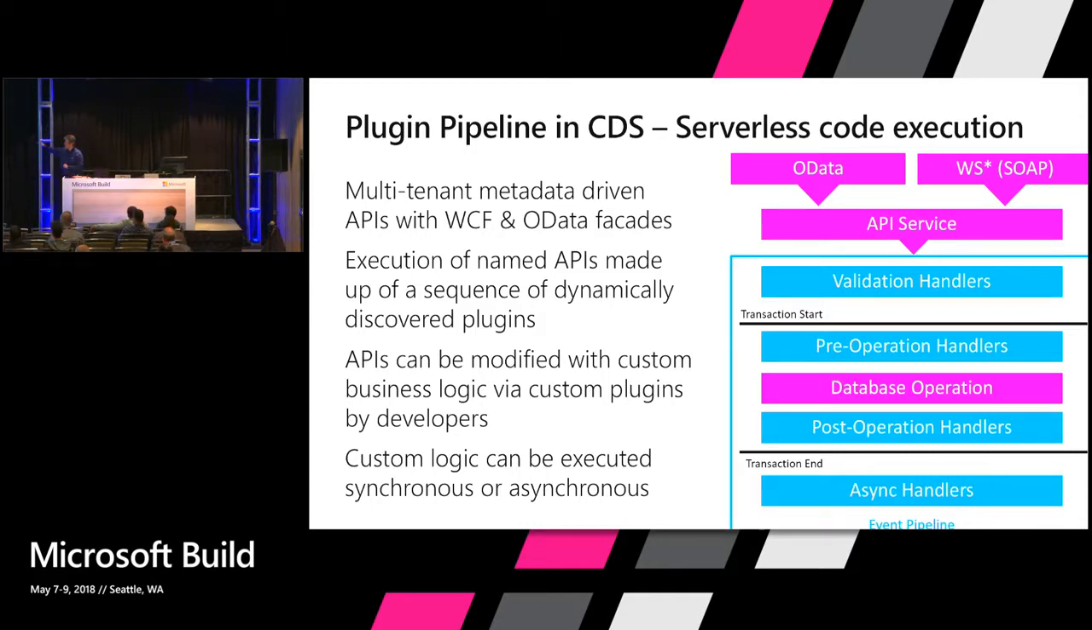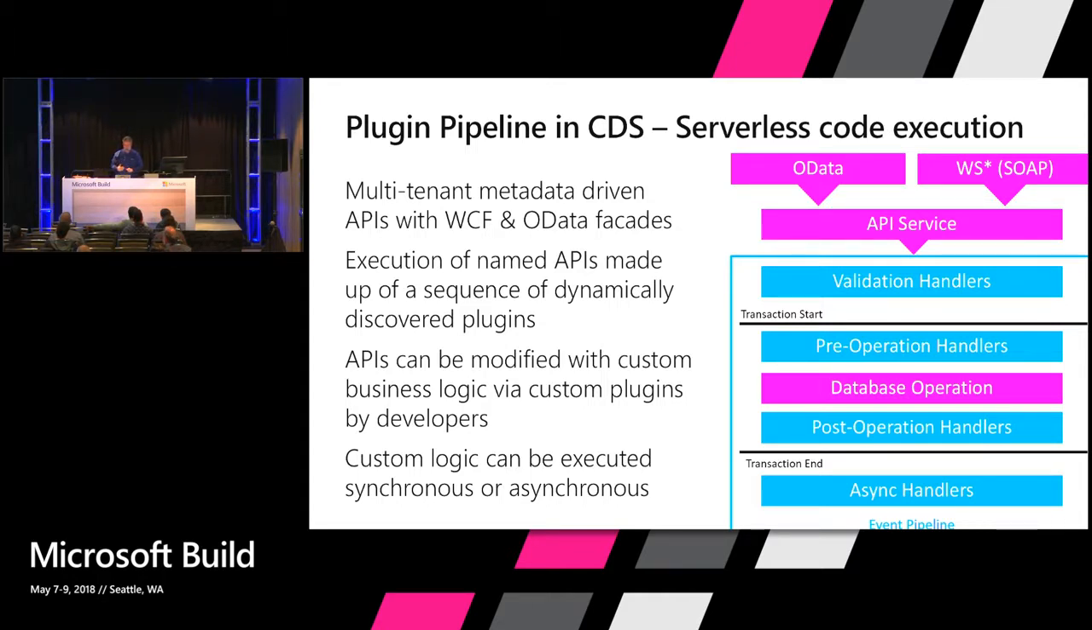Everything above the async handlers is actually done in the UI flow, in the API flow. So if you've built a front-end website, you've written a plugin on the pre-operation handler, your code is going to run as part of the update. Which means if you've got a user sitting at the other end of that page, they're waiting. Okay? Very, very important you understand that. That is a performance penalty. You need to think about that code from an optimization point of view.